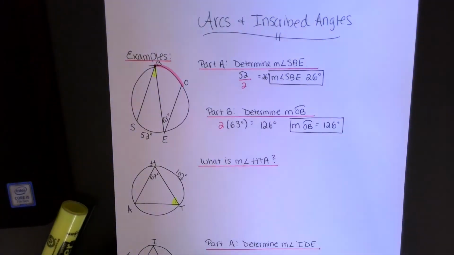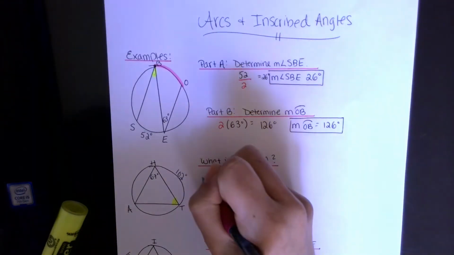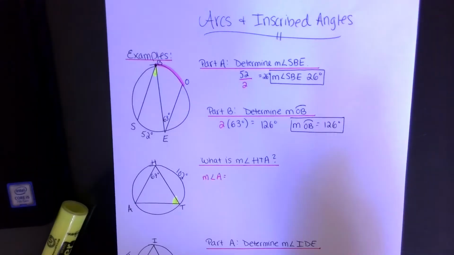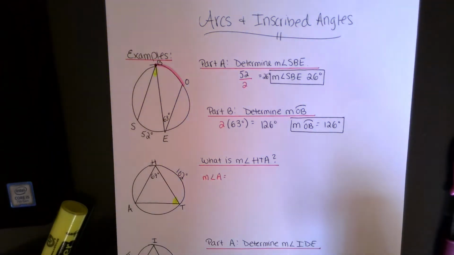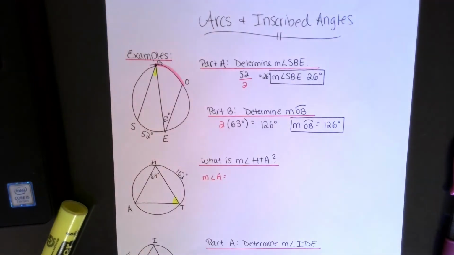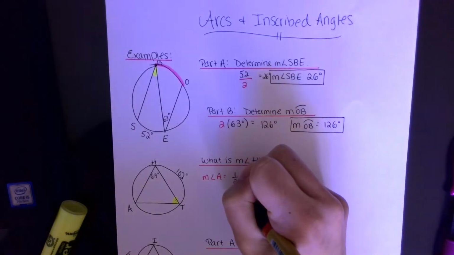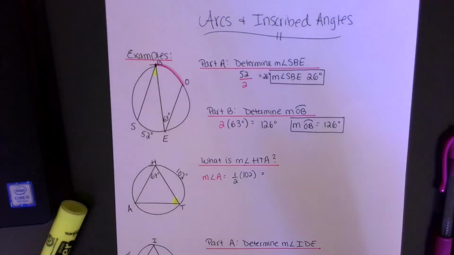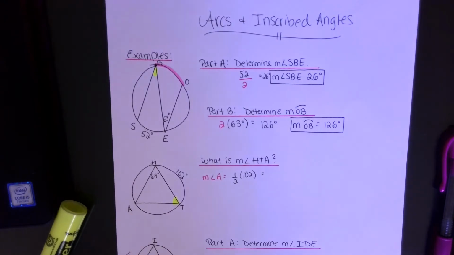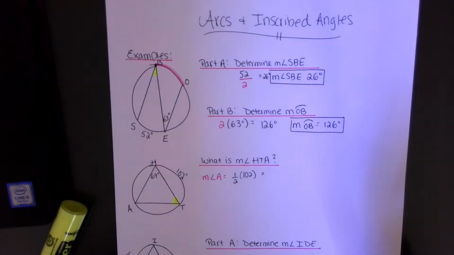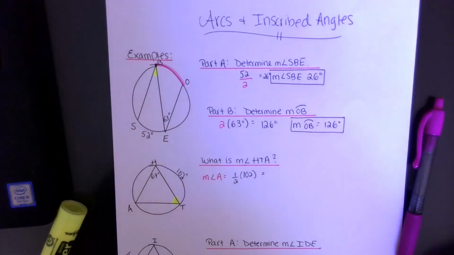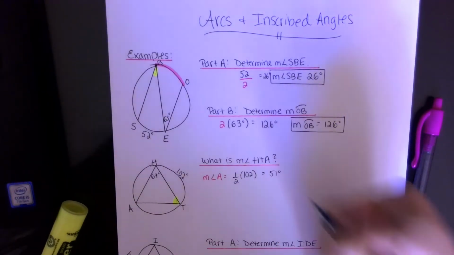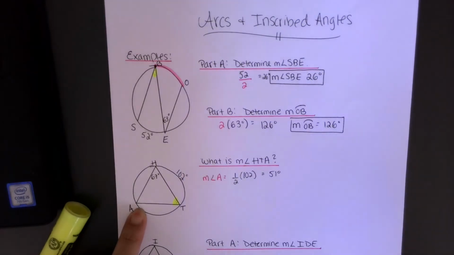So to find the measure of angle A, I'm going to take half of 102, or just do 102 divided by 2, which is going to give you 51 degrees. So now I know angle A is going to be 51 degrees.